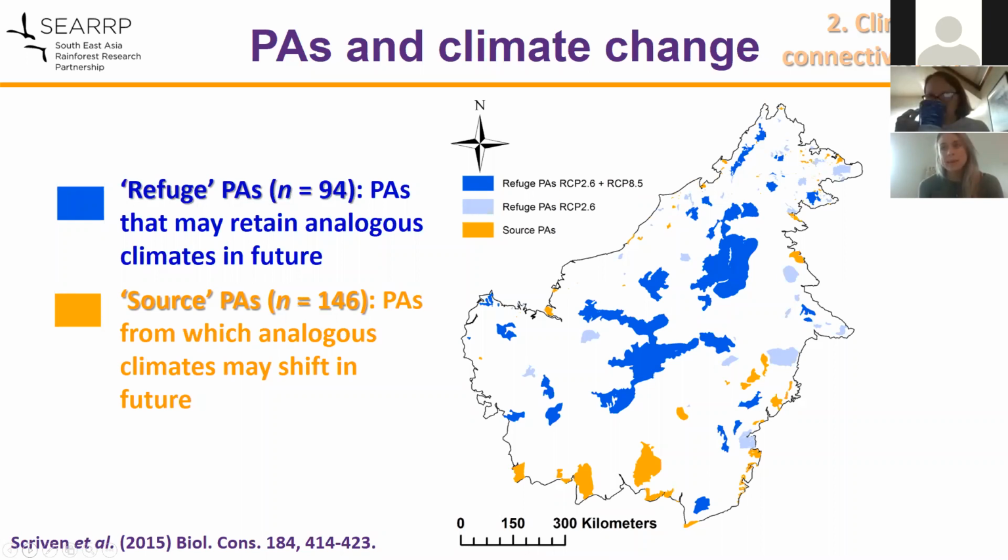And so this is all based on current empirical evidence that suggests that tropical species may need to shift uphill or to higher elevation in order to keep track of a warming climate. So unlike temperate species in the UK that are often moving northwards to track cooler climates, tropical species need to move to higher elevation. So just to summarize, the orange protected areas may become too warm, species may need to shift from them, but the blue protected areas may retain analogous climates in future. Next slide, please, Alice.